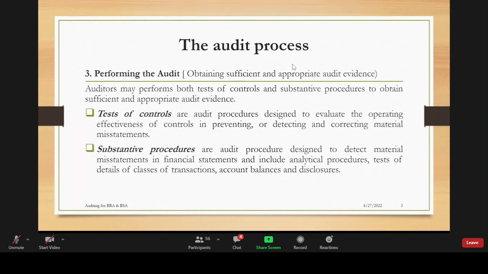Yeah, so that is a process. It takes more time compared to others, whereas audit planning is done continuously. Yeah, this is now where this performing of the audit is the field work.